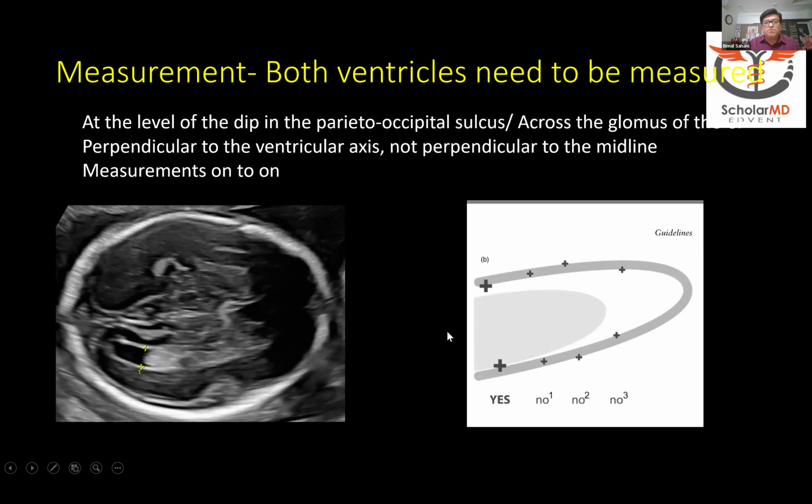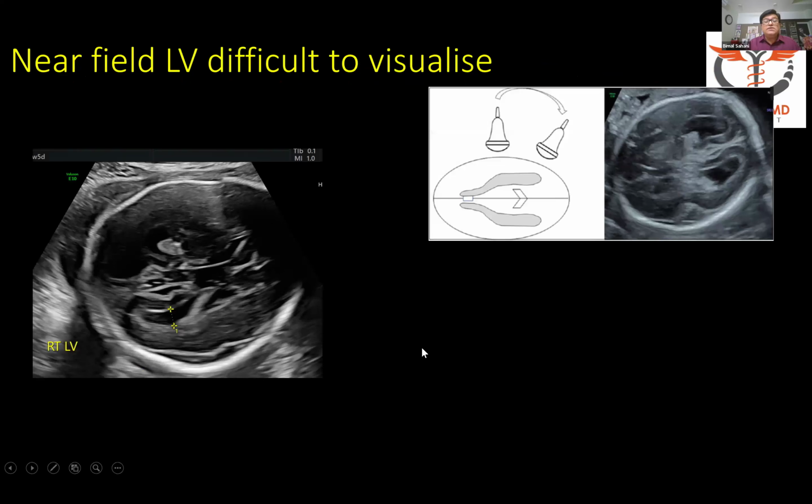And the measurements should be on to on. By on to on, what I mean is we use the plus caliper, and the horizontal limb of the plus caliper should be on to on, the same way we do it with the nuchal translucency. It's not mid to mid, not outer to outer. It should be on to on. And the problem is that the distal ventricle is very nicely imaged, and you can measure it as per the perfect criteria that I've talked about.